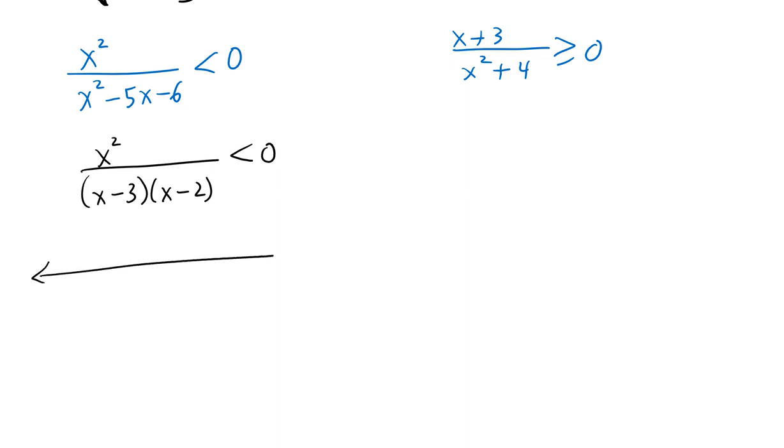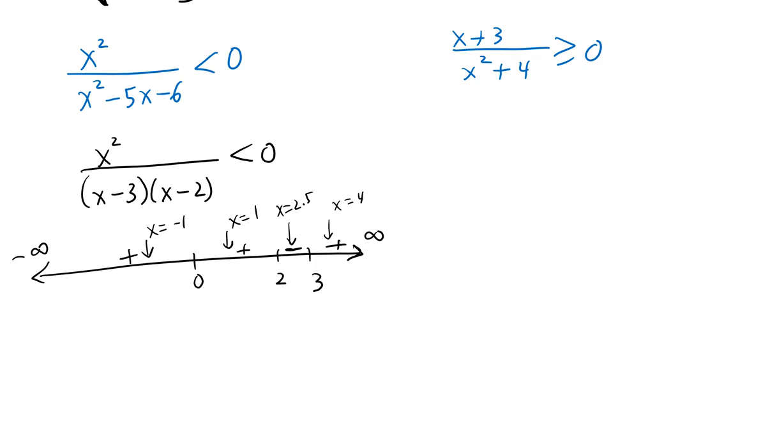And now what goes on the number line? 0 goes in here, 2 goes, and 3. So what do we have here? When x is 4 as a testing point, that will make it positive. X is 2.5, let's say. Positive, negative, positive, so that's a negative. X equals 1. Negative, negative, that's going to be positive. X equals negative 1. Negative, negative, positive.